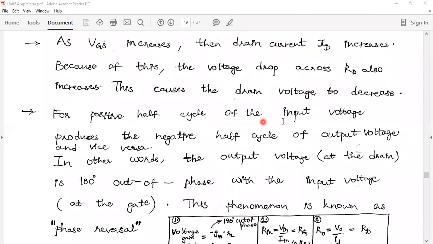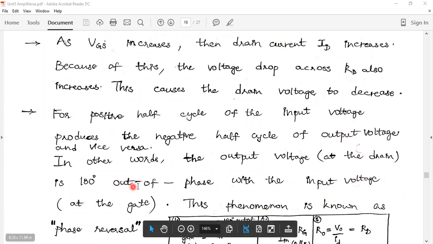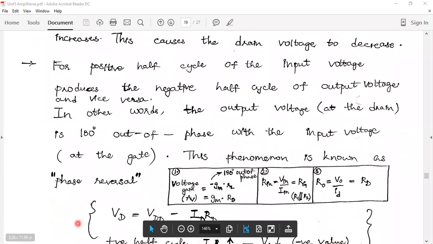For the positive half cycle of the input voltage, we get the negative half cycle of the output voltage. In other words, the output voltage at the drain is 180 degrees out of phase with the input voltage at the gate. This phenomenon is known as phase reversal.